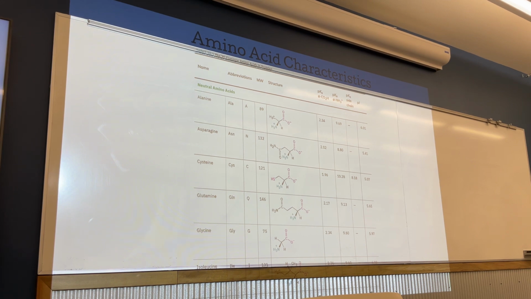Oh wait, glycine has a hydrogen too. Isoleucine. And so in these names, you'll find similarities. So leucine is an amino acid. Isoleucine is an amino acid. And the main difference is just that R group.